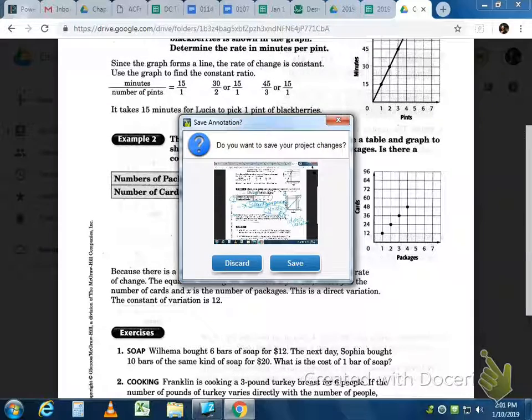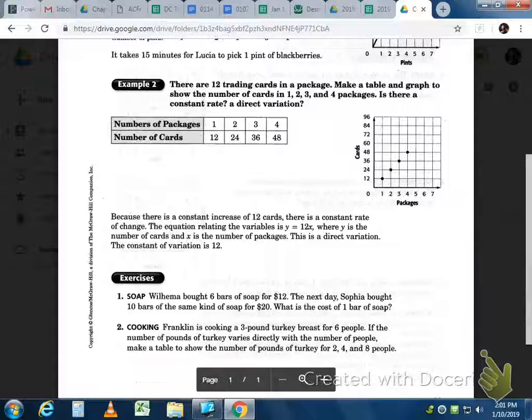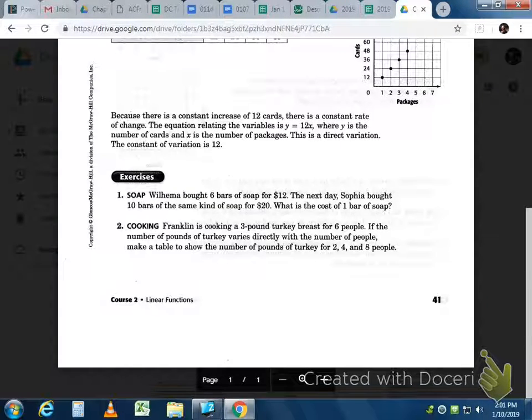Okay, let's see what we've got for an example. Let's try this. Okay, so I'm going to do number 1, and then I'm going to have you guys do some stuff together. So Wilhelmina bought 6 bars of soap for $12. The next day, she bought 10 bars of soap for $20. What's the cost of 1 bar of soap?